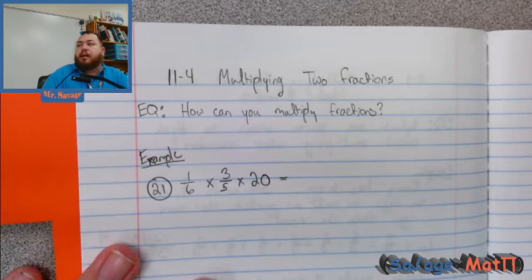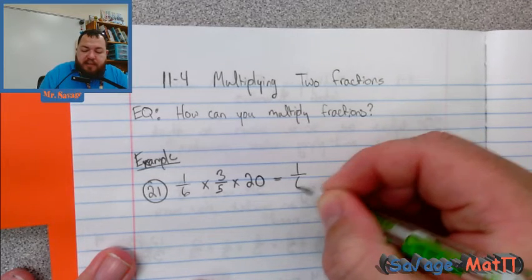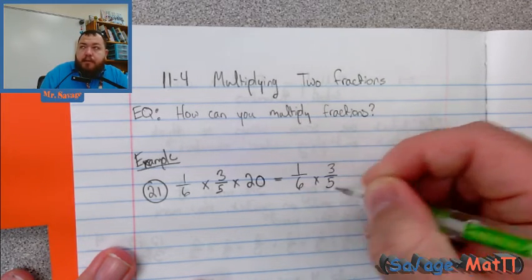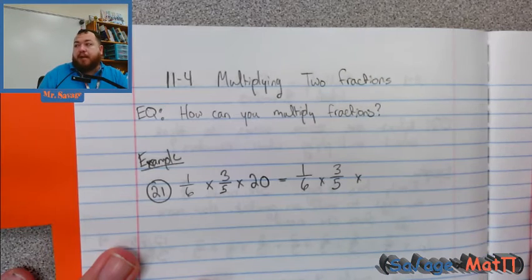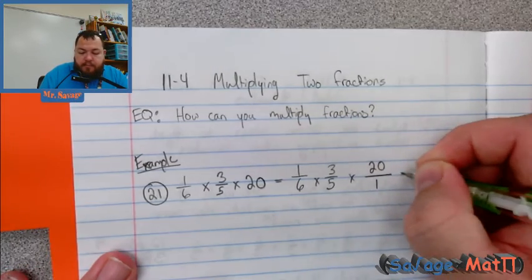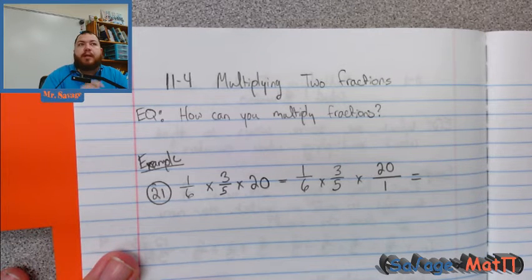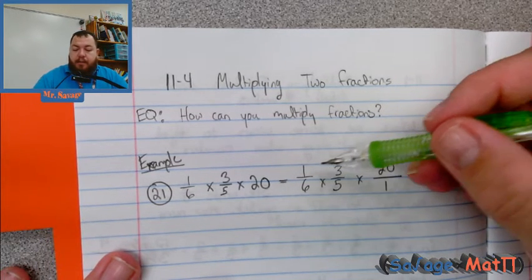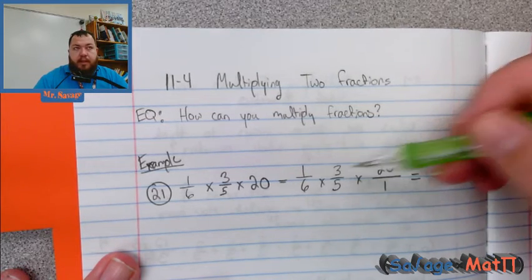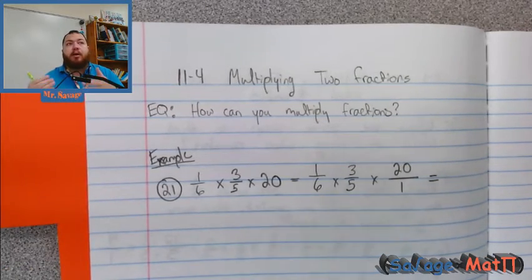The first thing I need to do is rewrite this problem. This problem turns into 1/6 times 3/5 times, and we need to turn 20 into a fraction. The way we turn a whole number into a fraction is we're going to do 20 over 1. Okay? Now there's two ways we could solve this. The first way is I can multiply 1 times 3 times 20. Or I could break this apart into two steps.